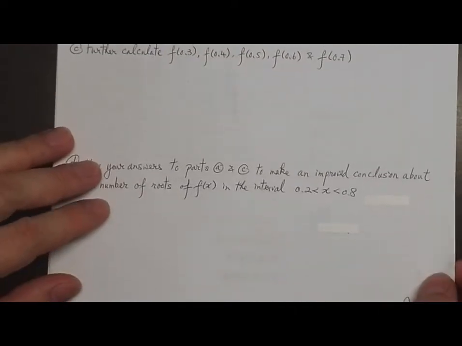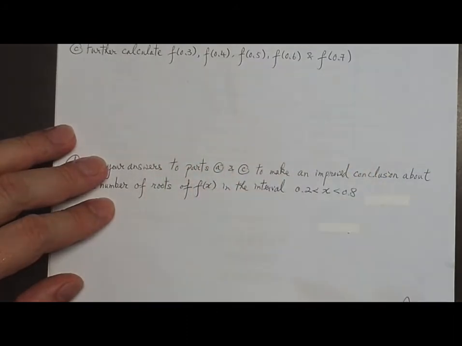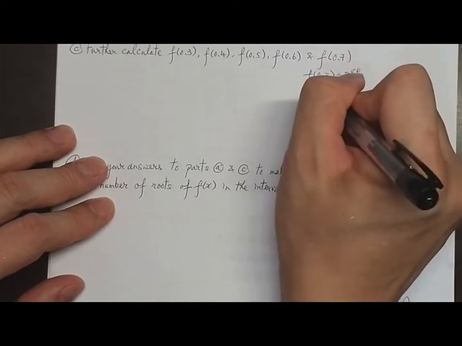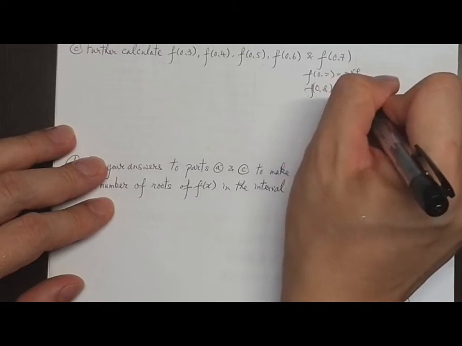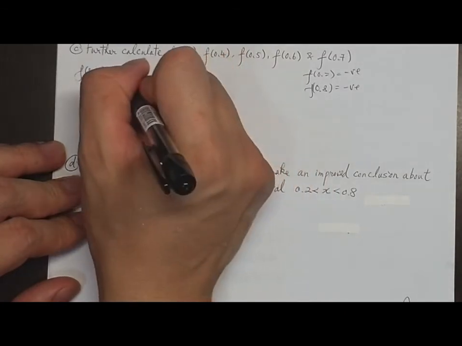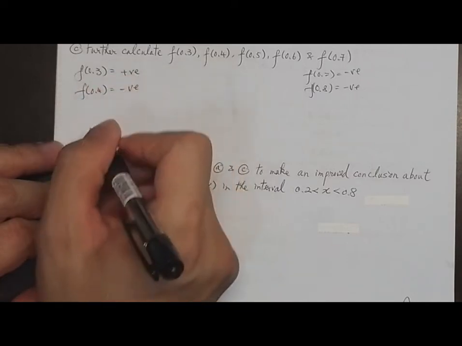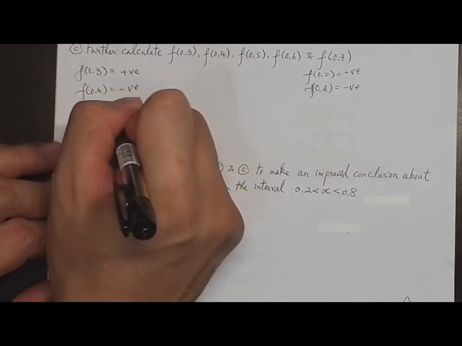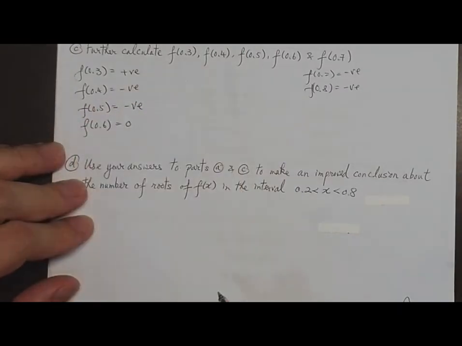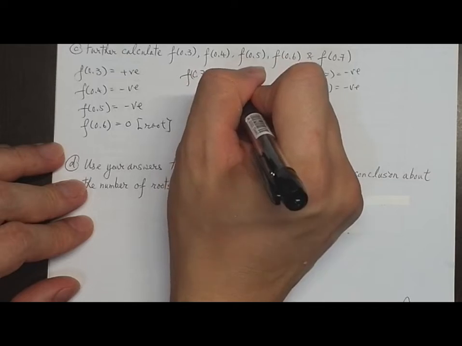So we further calculate 0.3, 0.4, 0.5, 0.6, and 0.7. We know that f(0.2) is negative, f(0.8) is negative, and we calculate f(0.3). We get a positive value, and f(0.4) is a negative value. f(0.5) is also a negative value, and f(0.6) is exactly equal to 0. This is a root actually, and f(0.7) is a positive value.